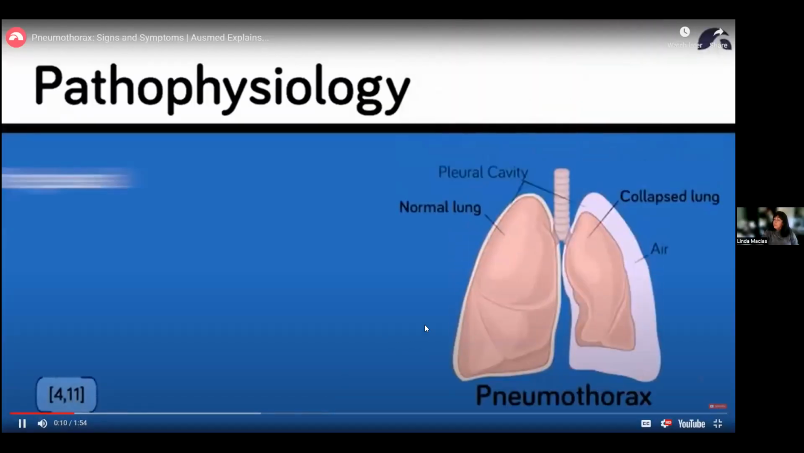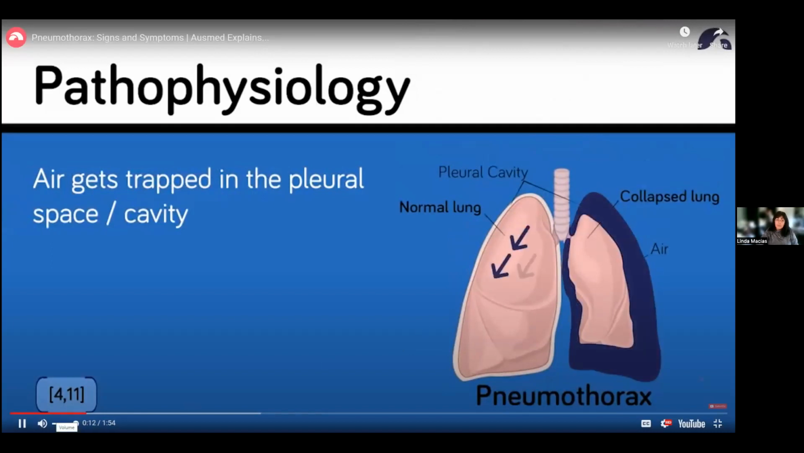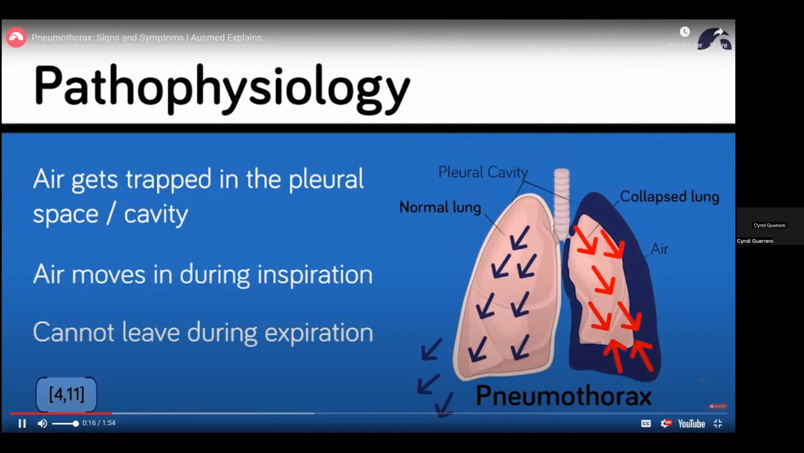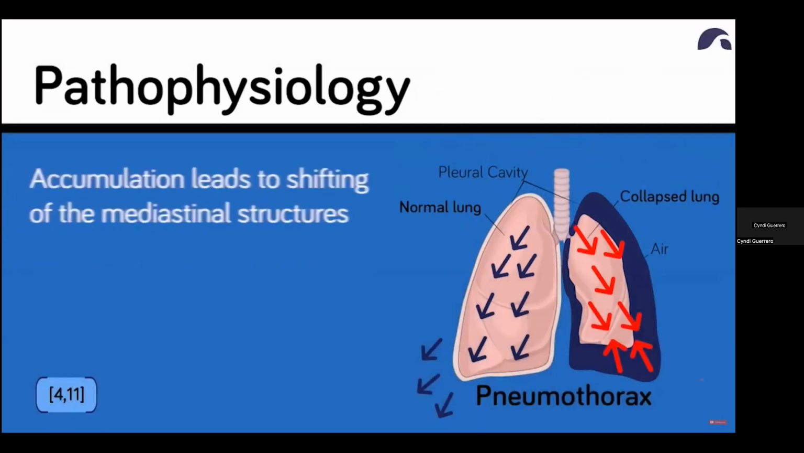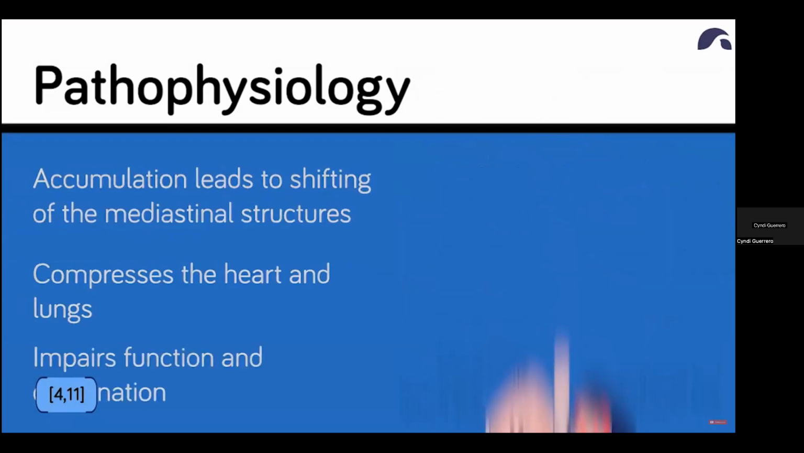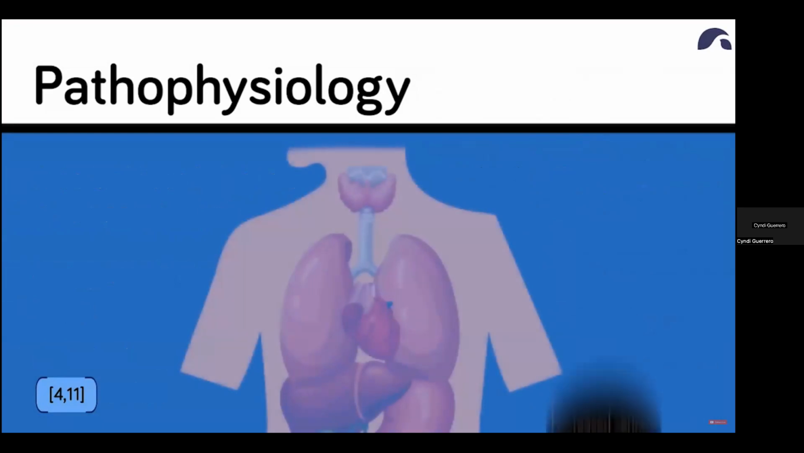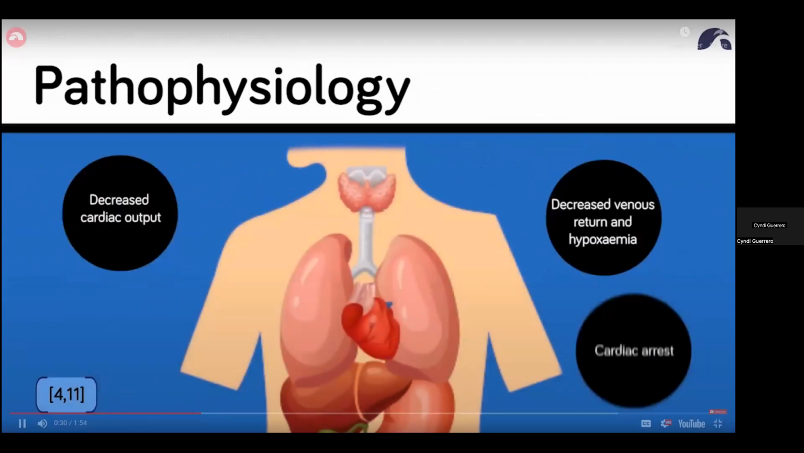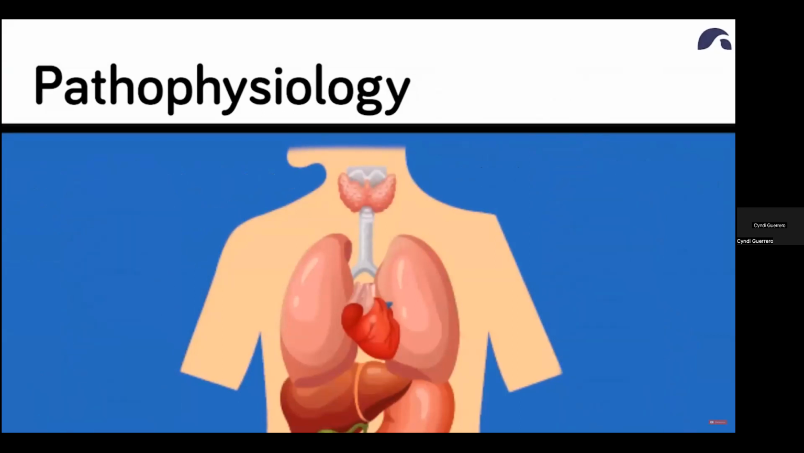The pathophysiology is as follows. Air gets trapped in the pleural space. It moves in during inspiration, but it cannot leave during expiration. This accumulation then leads to shifting of the mediastinal structures, compressing the heart and lungs and impairing function and oxygenation. The decreased venous return and hypoxemia then lead to decreased cardiac output and eventually cardiac arrest.